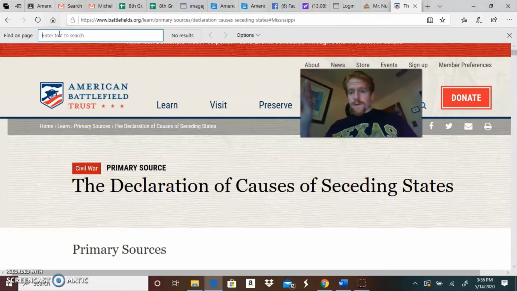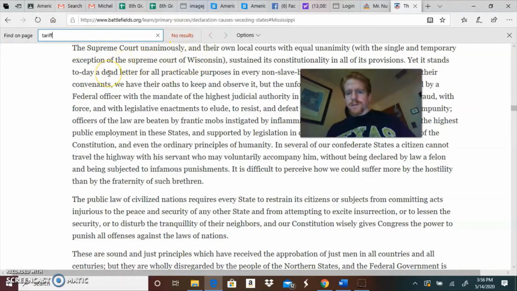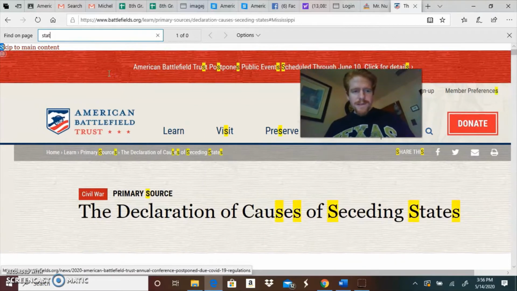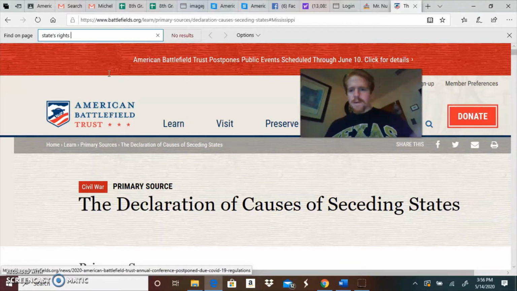Well, luckily for us, we have computers, and they can scan the whole document for words. So let me type in the word tariff. Hey, look, it doesn't come up once. None of those states even mention the word tariff. What about the phrase states' rights? The phrase doesn't come up, not once.